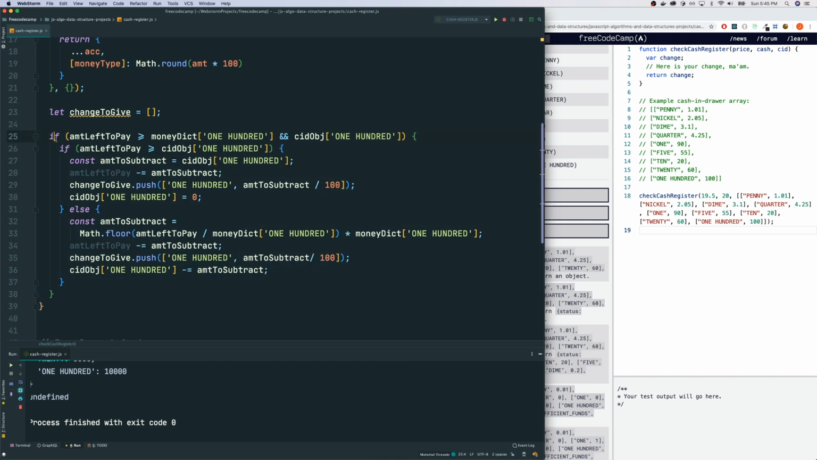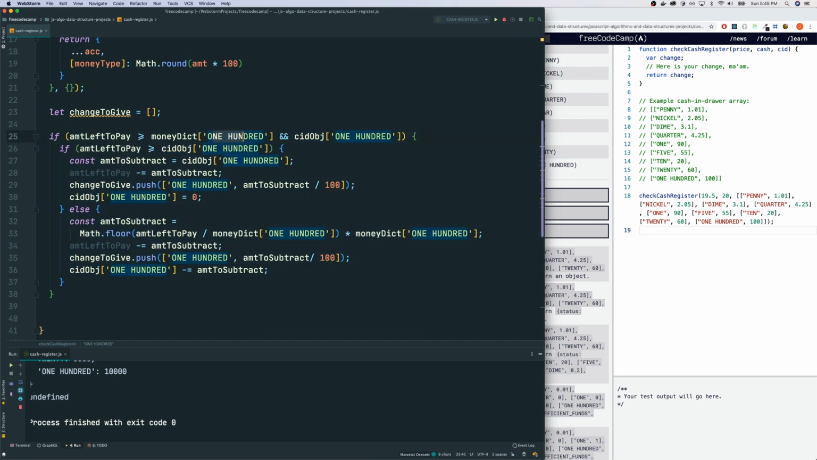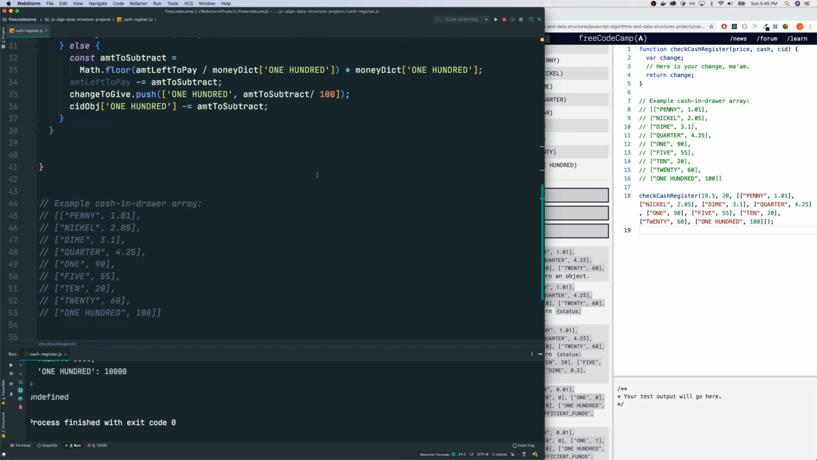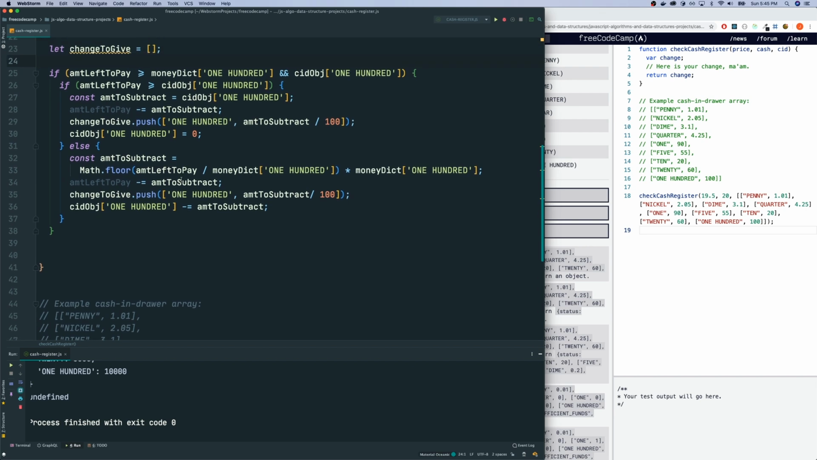If we can do this, we either do this or this. Otherwise, we don't do anything with 100. Now, pretty much, we have to do the same thing here, except change these words 100 to, what was the next one? $20, and then the next one to 10. So that's a lot of repeated code, right?